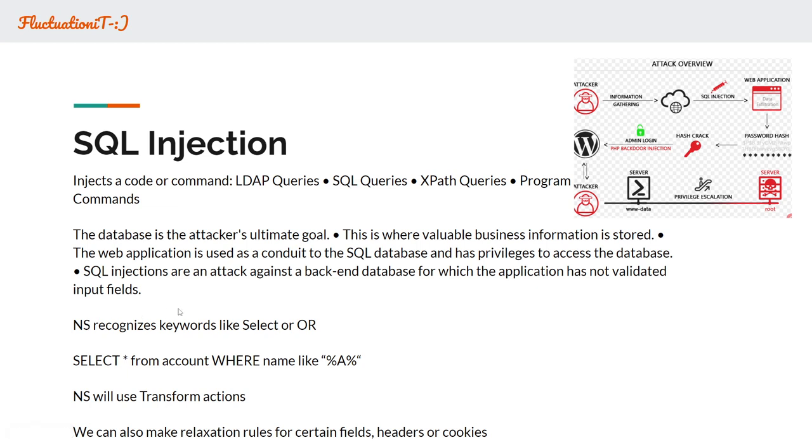NetScaler recognizes keywords like select, for example, from account or a name like, and NetScaler will use a transform action. We can also make relaxation rules for certain fields, or a cookie, if they are legitimate. This is a big problem, and it's very well known, and really it's corporate information. So be aware of that.